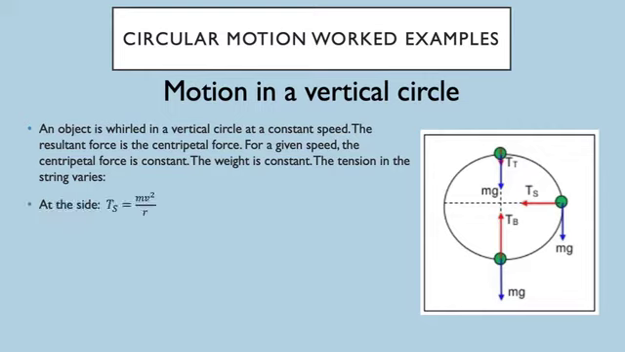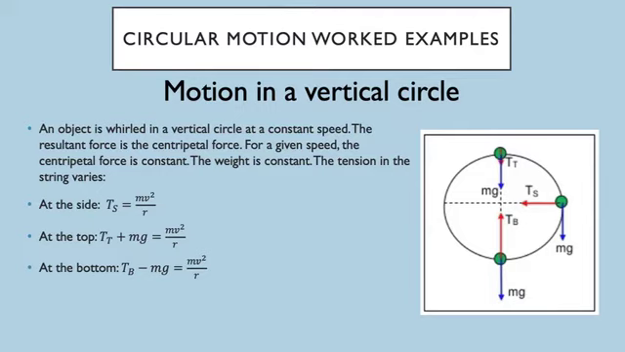So at the side, the tension in the string, Ts, is going to equal mv squared over r. Okay, so that's going to be there, mv squared over r. We're just looking at that force there. At the top, the tension at the top is going to be plus the weight, mg, and that's going to equal mv squared over r. And the tension at the bottom, take away mg, which is the weight, and that's going to equal mv squared over r. So we've got three different situations here.